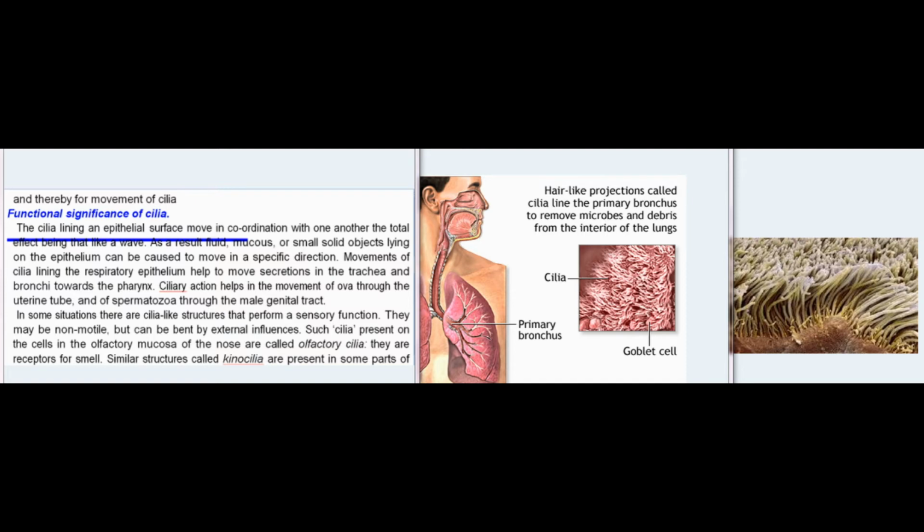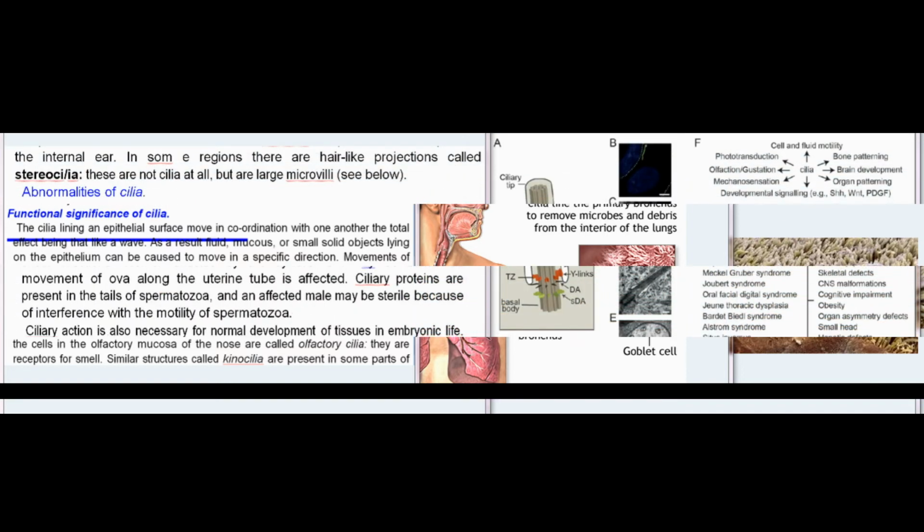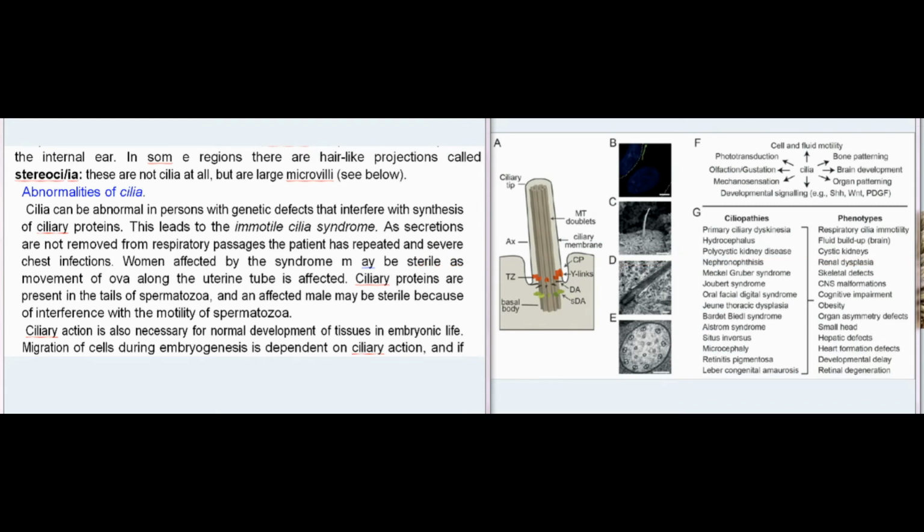Similar structures called kinocilia are present in some parts of the internal ear. In some regions there are hair-like projections called stereocilia. These are not cilia at all, but are large microvilli, see below.